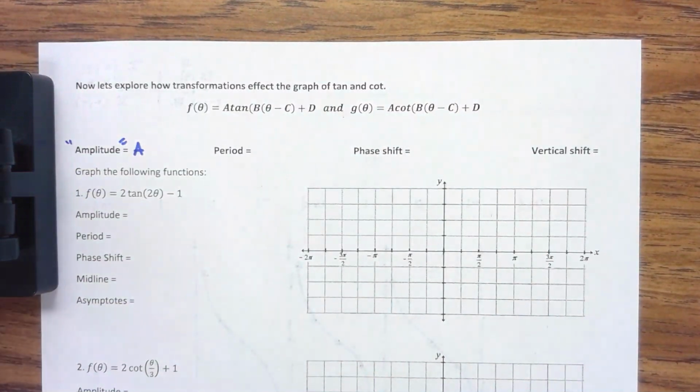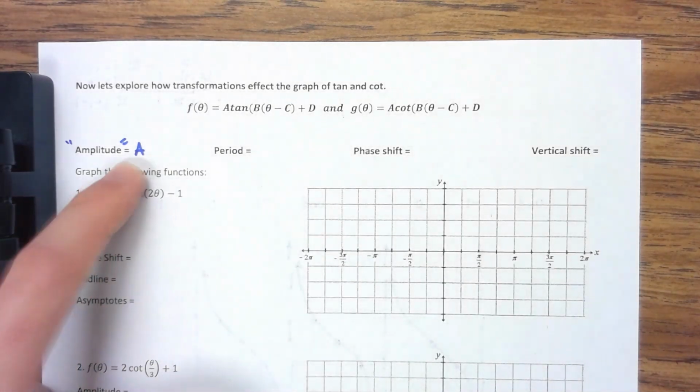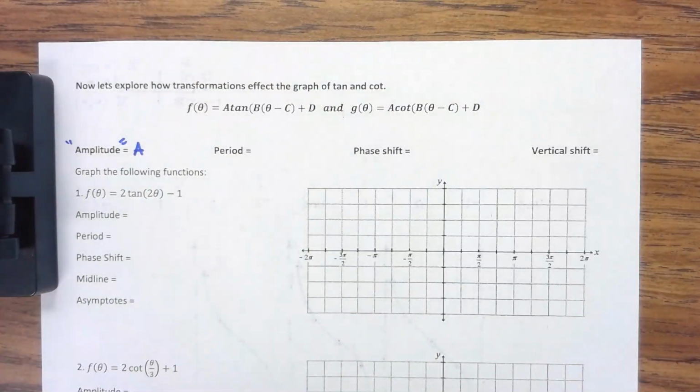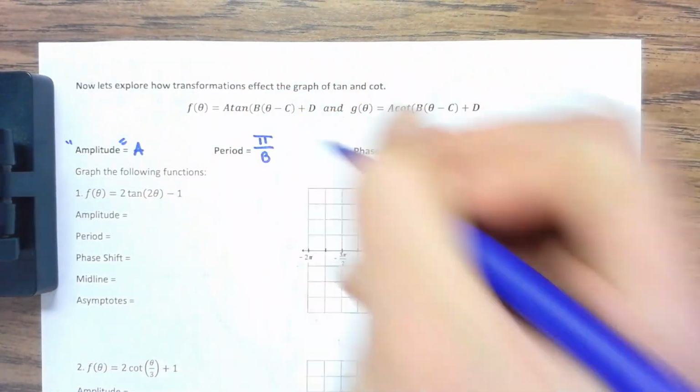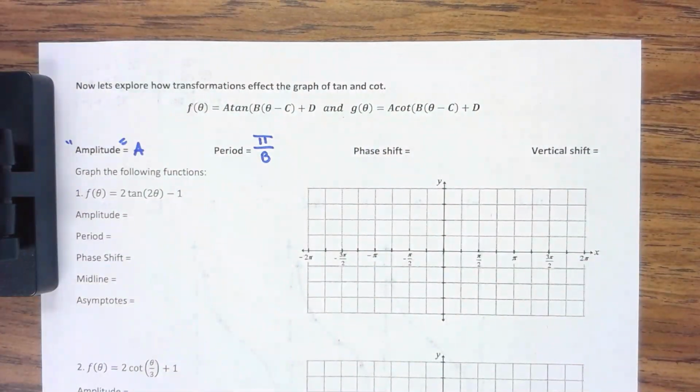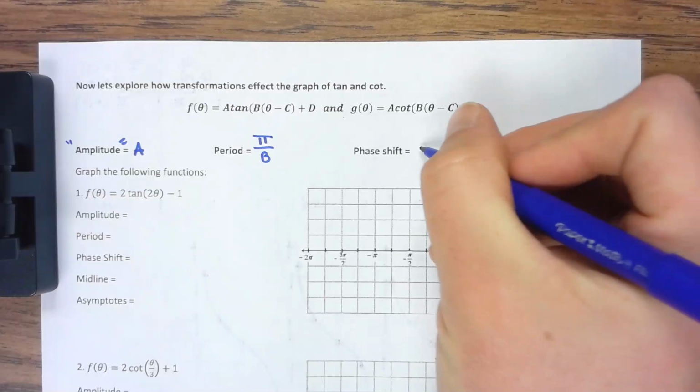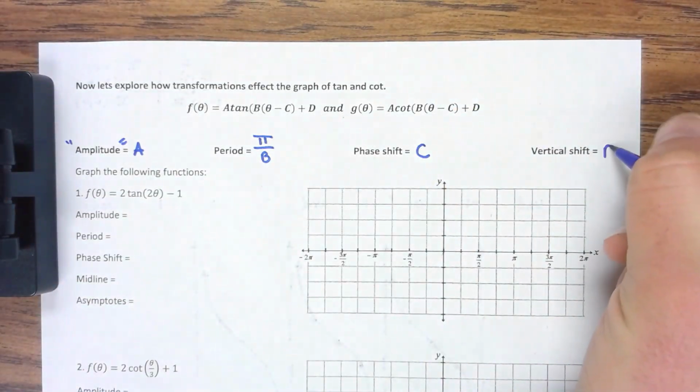Amplitude is the distance from midline to max or minimum. We don't have maximums or minimums on these graphs. If you flip that over, the graph is actually going all the way up to positive infinity and down to negative infinity because of the asymptotes. So it's more of a vertical stretch or compression, not necessarily an amplitude. The period, with sine, cosine, secant, cosecant, was 2 pi over b. But now that the period for the parent functions of tangent and cotangent is pi, it's pi divided by b. The phase shift is still c, and the vertical shift is still d.